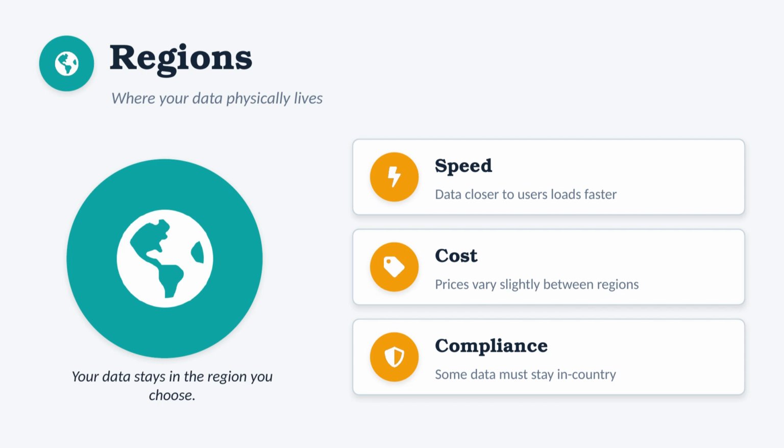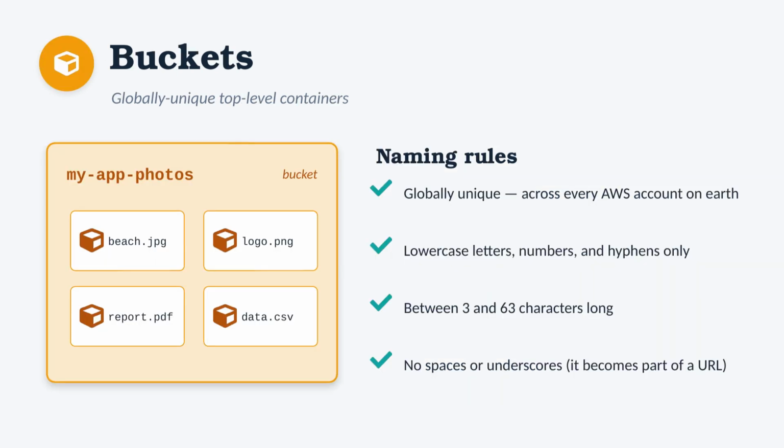The big thing to remember, your data stays in the region you choose. It doesn't quietly hop around the world. If you want to copy it somewhere else, you have to set that up deliberately. Inside a region, you create buckets. A bucket is a top-level container for your files. Think of it like a labeled storage unit. You might have one bucket for your website's images, another for database backups, another for video uploads.